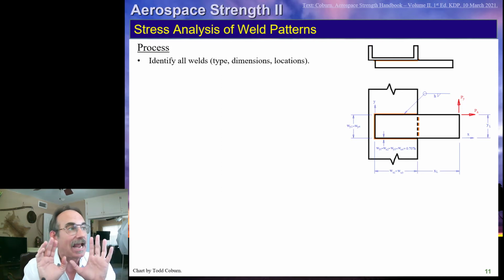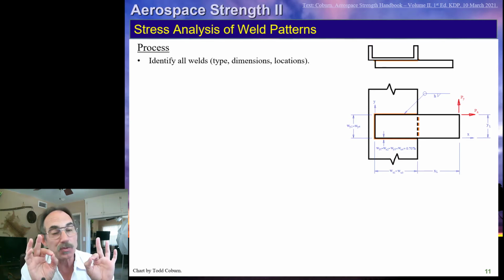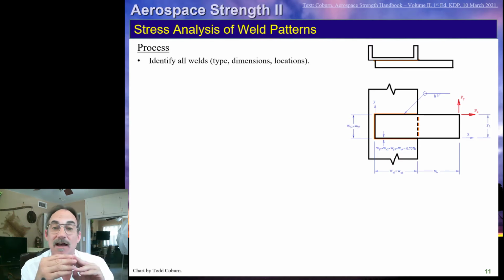Now, in order to analyze this, this is the process that we're going to use. First, we're going to identify all welds. Looks like we have four welds. They're all fillet welds of a size H. Great. We're going to need the type, fillet weld, the dimensions, that means H and L, and the locations, which means where is the centroid of each weld.